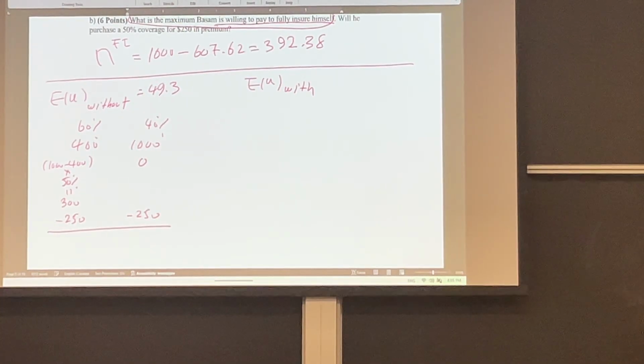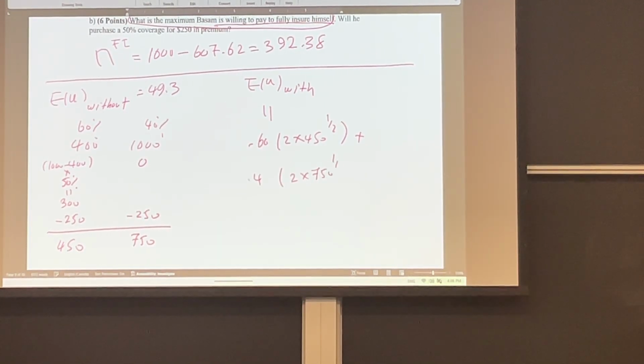So you're going to end up with 750 there and 450 there. You just have to calculate the expected satisfaction of that income. Right? It should be 60% of 2 multiplied by 450 to the power of 1/2 plus 40% of 2 multiplied by 750 to the power of 1/2. I need both of these two numbers in addition to the whole thing. We need them for the next part of this question.